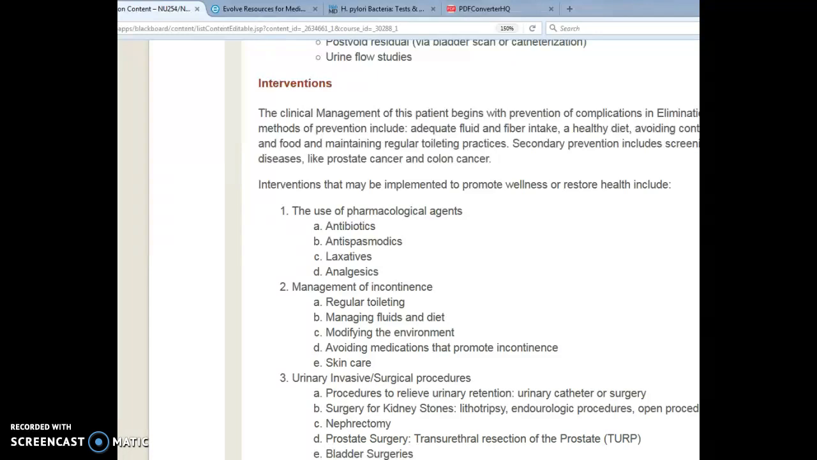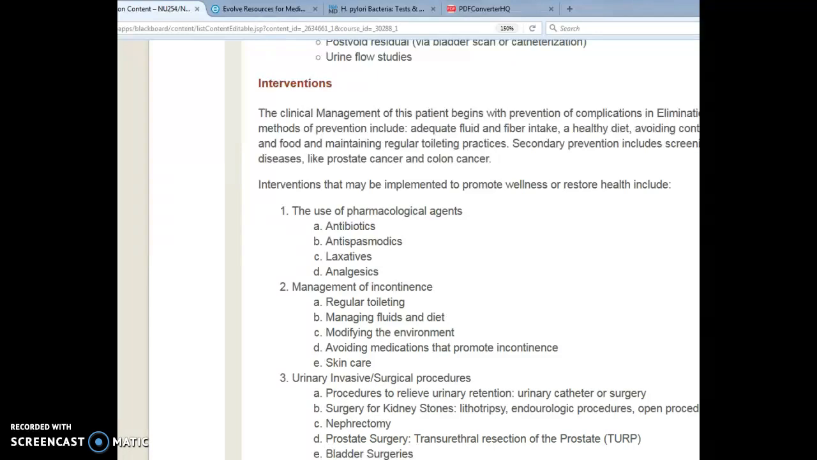and they're now complaining of abdominal pain. So we've got our diagnoses of constipation and acute pain, and next would be our planning phase. So what are we planning to do? How are we planning on getting this patient from being constipated to no longer having any issues with constipation?